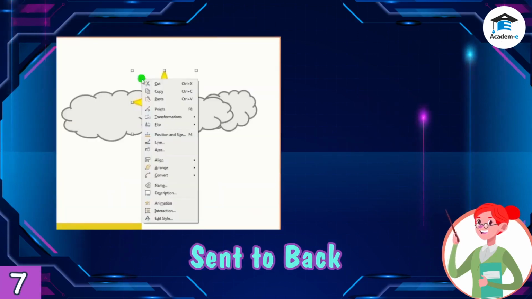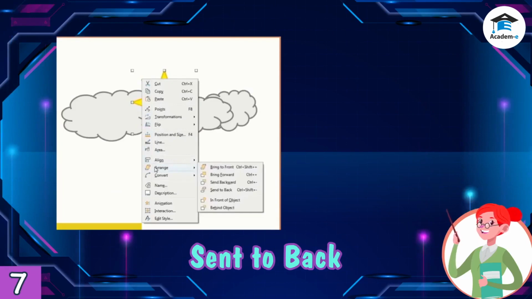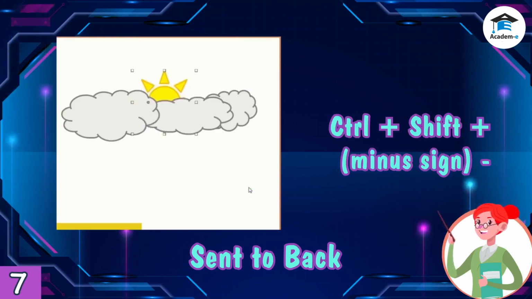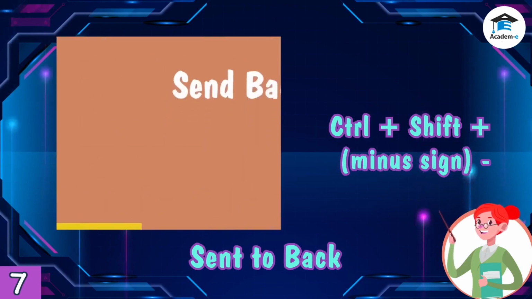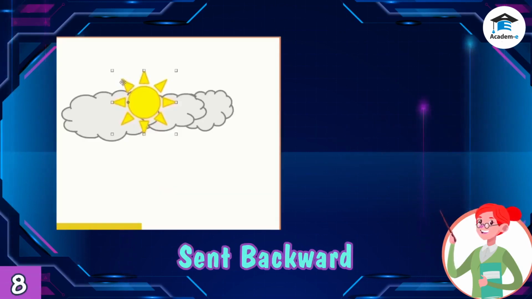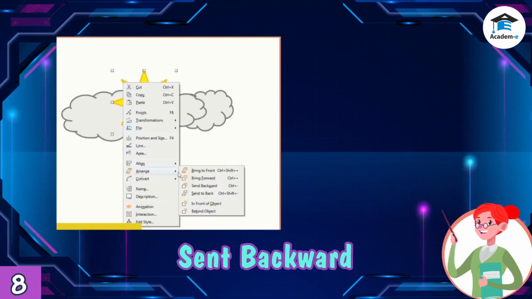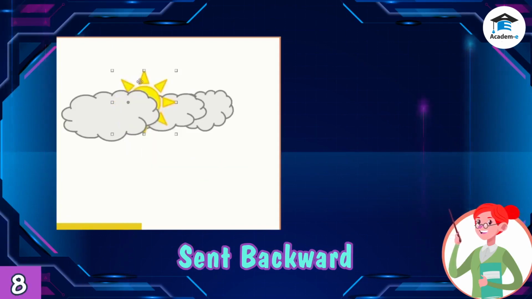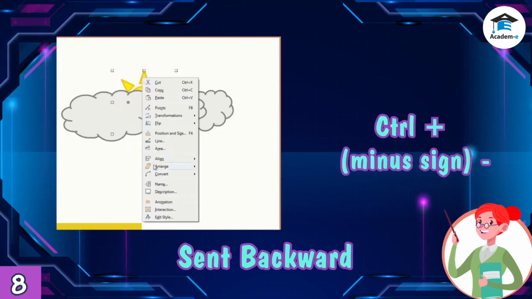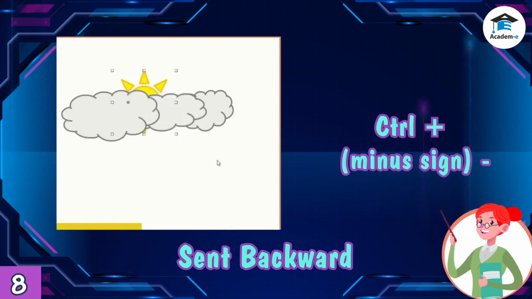Send to back. An option that is used to move an object to the bottom of the stack. The keyboard shortcut for the send to back command is Ctrl plus Shift plus minus sign. Send backward. An option that is used to move an object one level down in the stack. The keyboard shortcut for send backward is Ctrl plus minus sign.